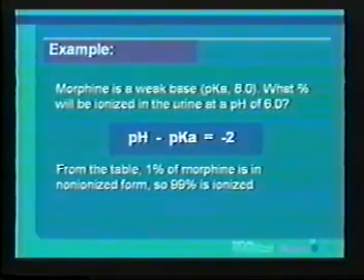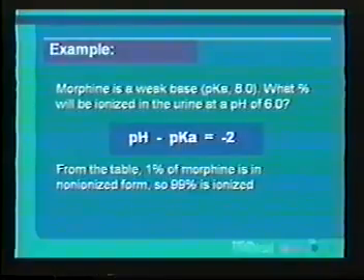Well, from the table, we said pH minus pKa for a weak base at -2 is 1% of a form that's non-ionized. So this means if 1% is non-ionized, the percentage that would be ionized is the complementary number, 99%. So 99 out of 100 molecules of morphine in the urine at pH 6 are in the ionized form.